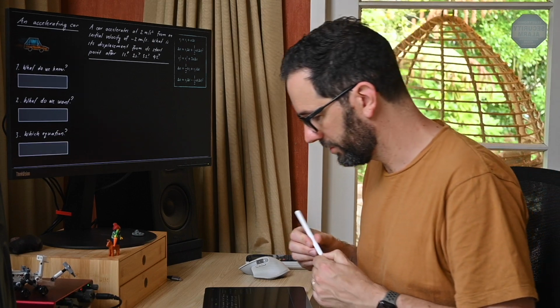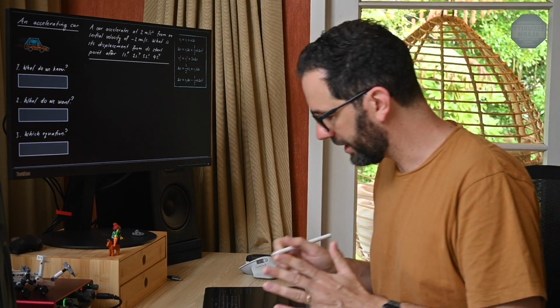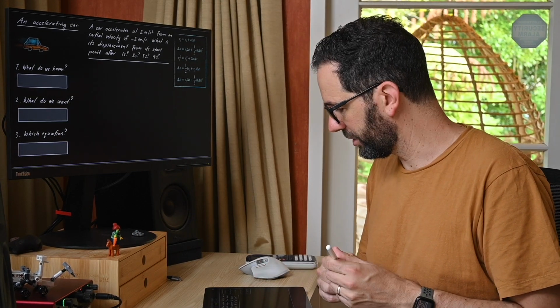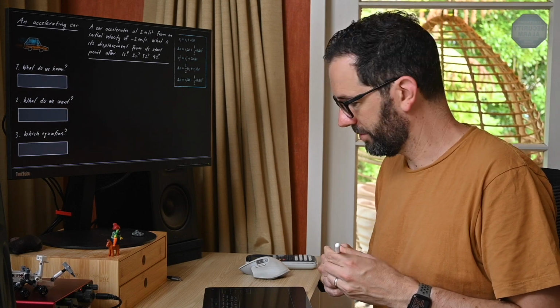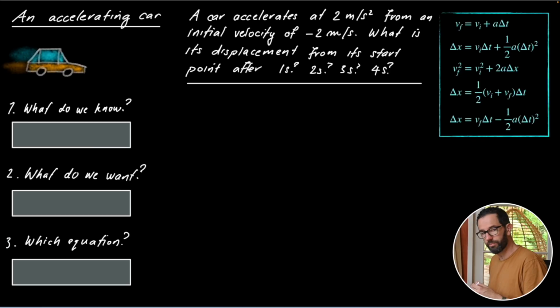Okay, so first question. We have a car that accelerates at 2 meters per second squared, from an initial velocity of -2 meters per second. What is its displacement from its start point after 1 second, 2 seconds, 3 seconds, and 4 seconds? So we're hopefully going to find something involving those things.